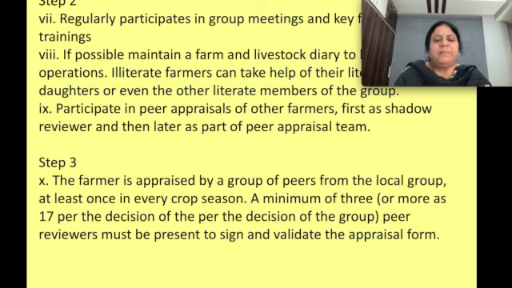The farmer is appraised by a group of peers from the local group at least once in every crop season. A minimum of 3 or more, as per the decision of the group. Peer reviewers must be present to sign and validate the appraisal form.